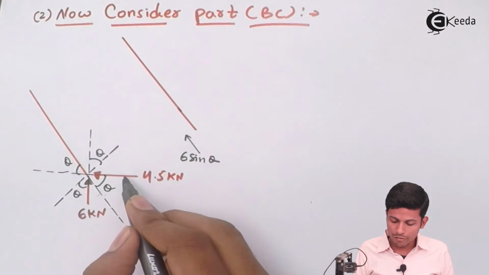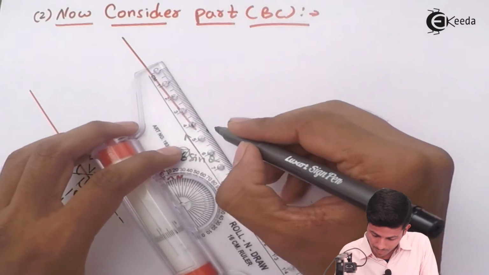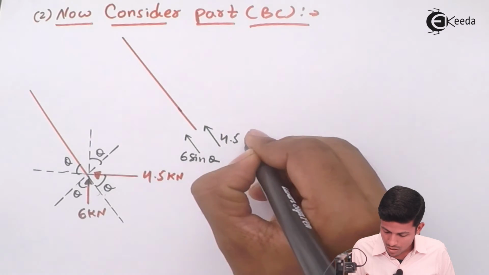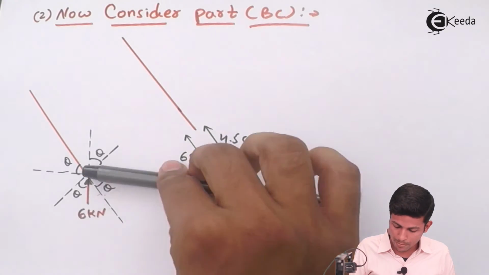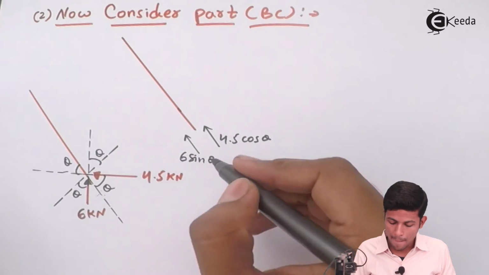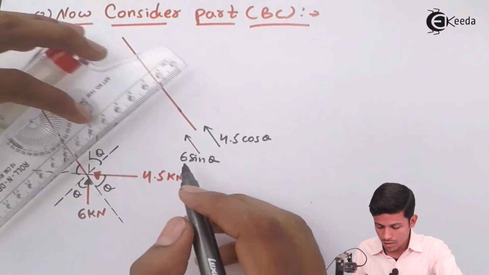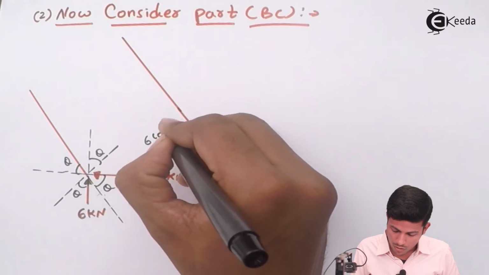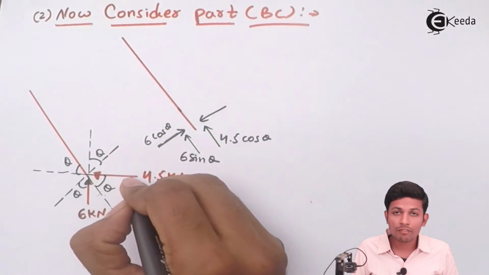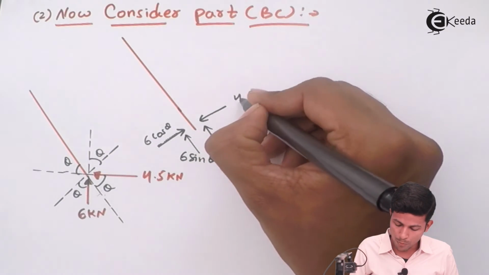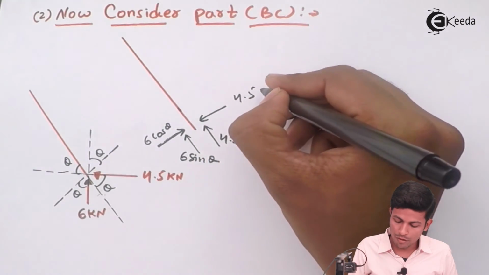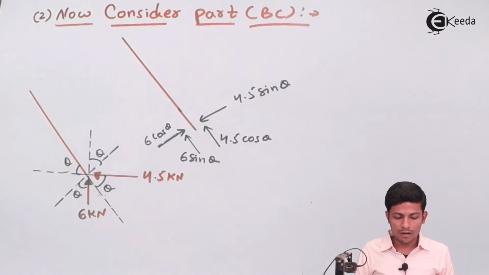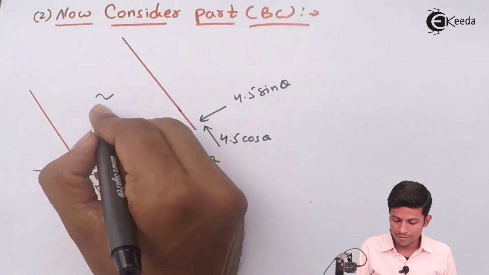Now this 4.5 comes this side, will come 4.5 cos theta, because this is with respect to the angle. When 6 goes over here, this value will come like this, 6 cos theta, and when this 4.5 comes in this line, this will come 4.5 sin theta, because this is not with respect to the angle theta. Now draw the final one.